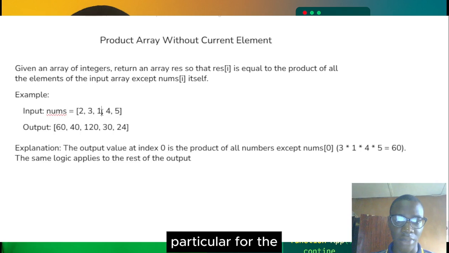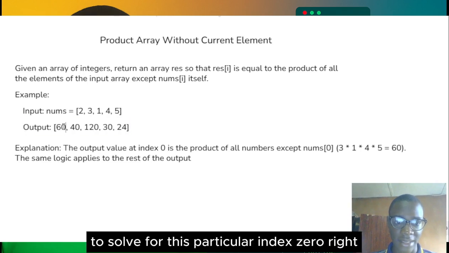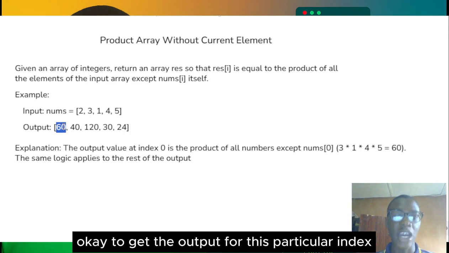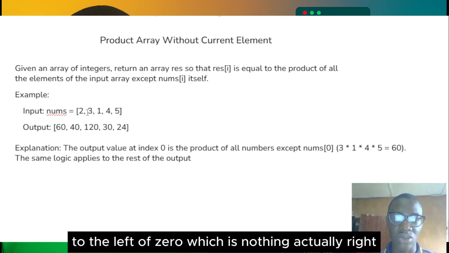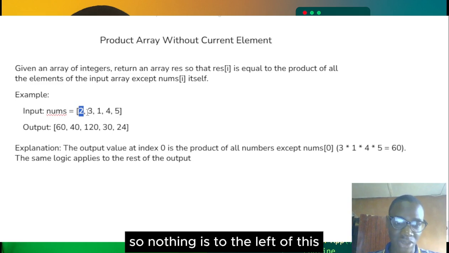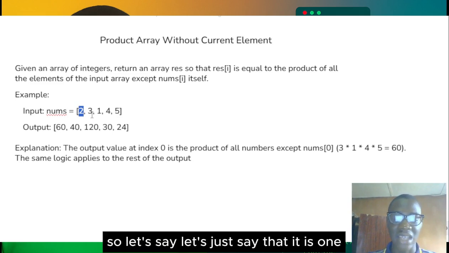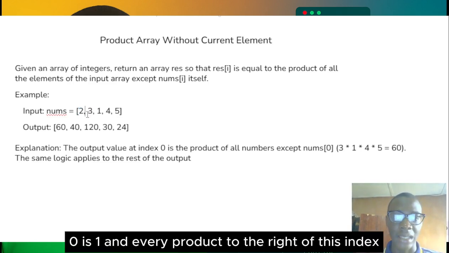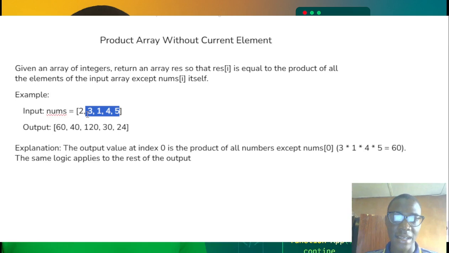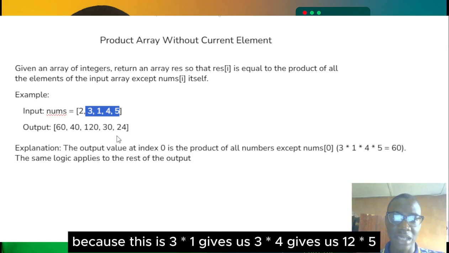So to solve for this particular index 0, to get the output for this index, to get 60, we can achieve it by multiplying everything to the left of 0, which is nothing actually, right? Because this is the first index, so nothing is to the left of this. So let's just say that it is 1. You understand? So the product to the left of this index 0 is 1, and the product to the right of index 0 is 60, right? Because 3 times 1 gives us 3, times 4 gives us 12, times 5 gives us 60.